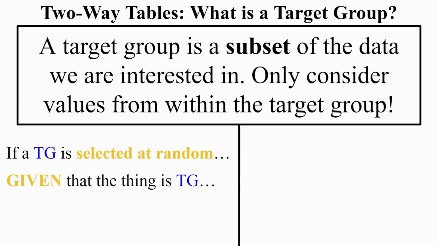Notice we were kind of already using that one, right? I said if a shape is selected at random, they were all shapes, so that didn't really narrow it down into a target group. It was still just all of them. But we're going to go into more specific target groups, which makes the problem a little harder.